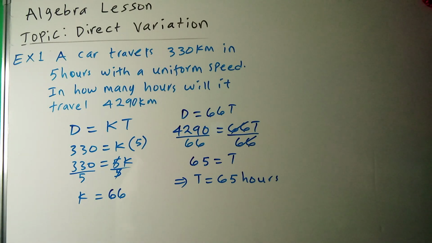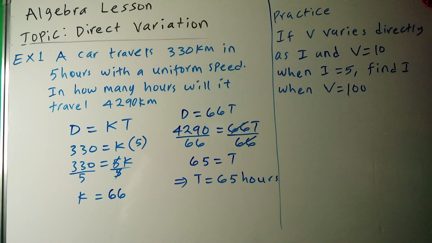So we are going to give you an example that you can also work on. You have a practice problem on the board there. If v varies directly as I and v equals 10 when I equals 5, find I when v equals 100.